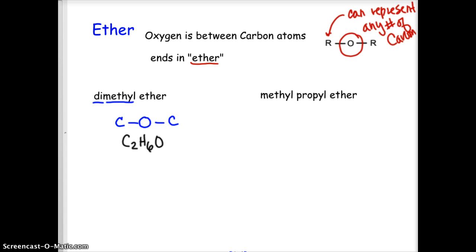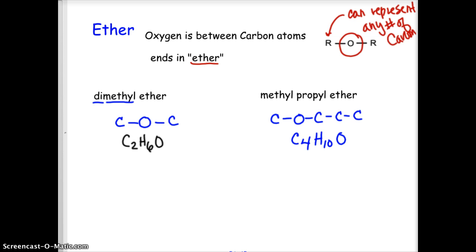When we look at methyl propyl ether, here's my ether functional group. On one side, there is a methyl. On the other side, there is a propyl. And this molecular formula would be C4H10O. So that's where I'm just counting up all the carbons, and I'm counting up the hydrogens and placing the elements in the molecular formula. That is how you name ethers.